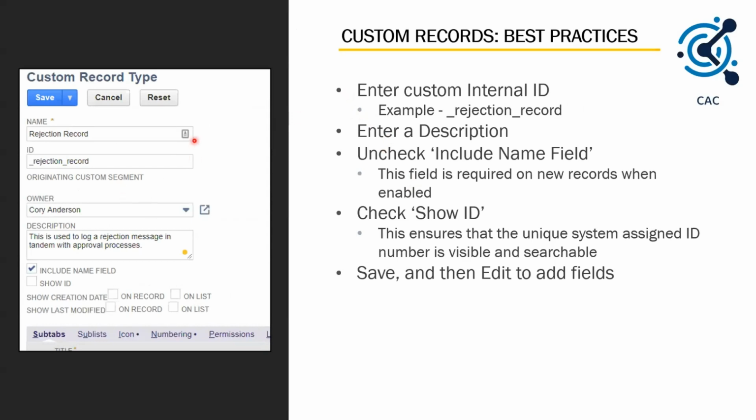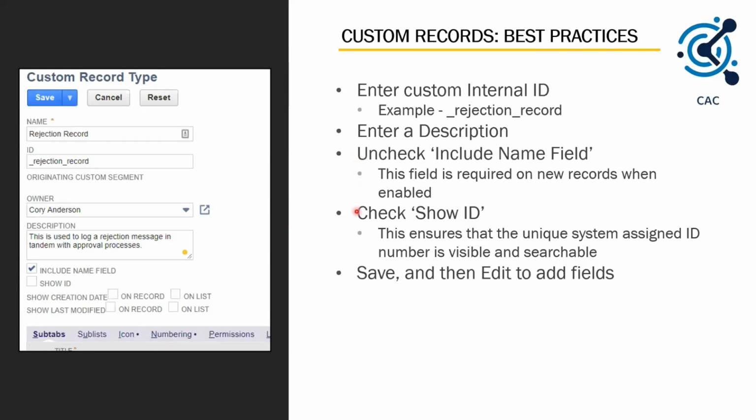So custom record best practices should be familiar to you at this point. Always enter your internal ID. You want to enter a description of what this custom record is for. A couple of other things that only apply to custom records: uncheck the include name field. This field is required on new records when it's enabled, and it's really just a nuisance to me, so I always recommend unchecking it, the include name.